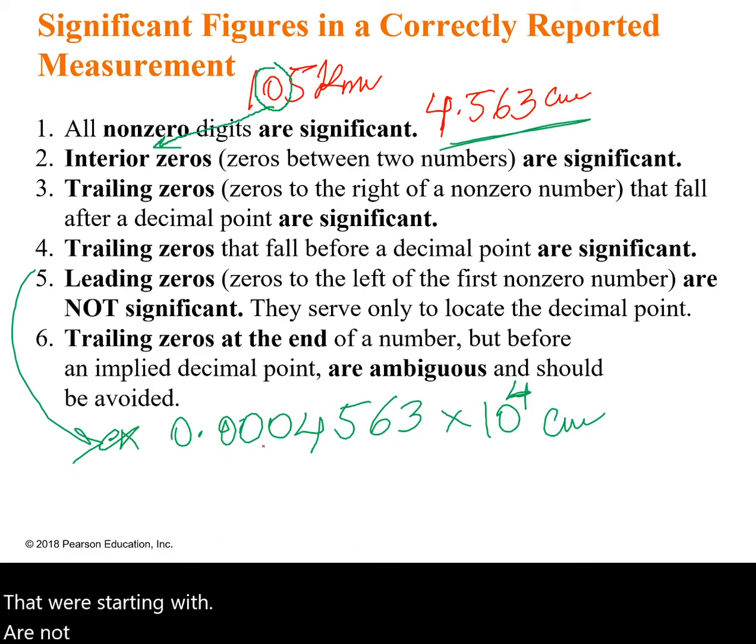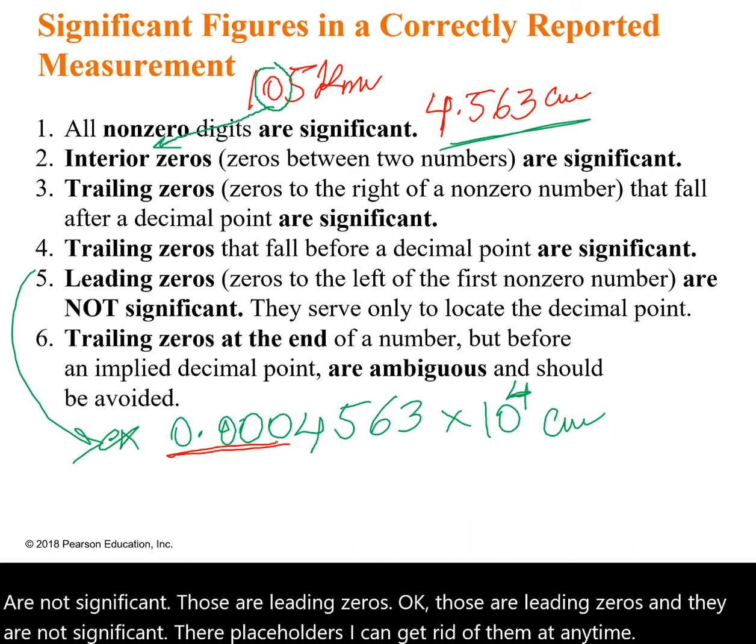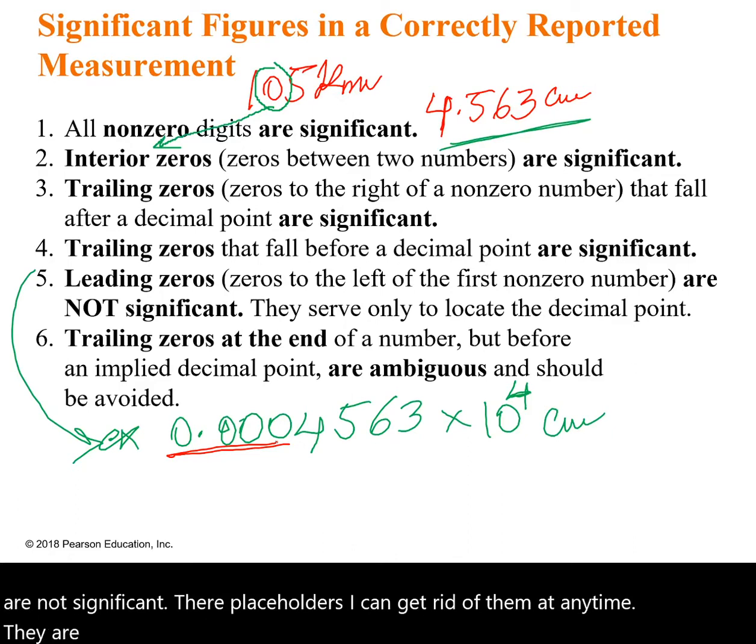Those are leading zeros, and they are not significant. They're placeholders. I can get rid of them at any time. They are not significant.